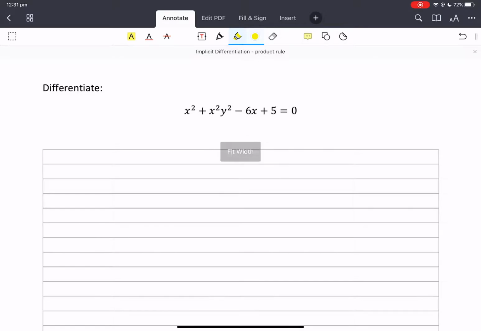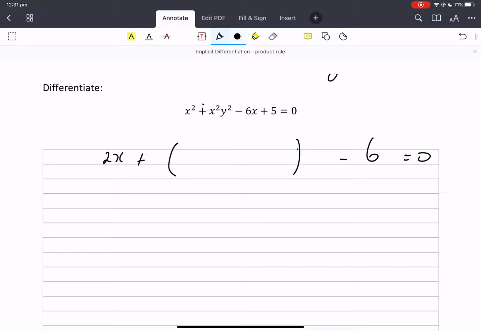This one's okay, look at that. There's only one implicit and it's actually a product rule all at the same time. So this should be a quick one. 2x plus, don't forget your brackets just in case that's a negative, minus 6 plus 0 equals 0. Okay, so u equals, v equals, u dash, v dash.